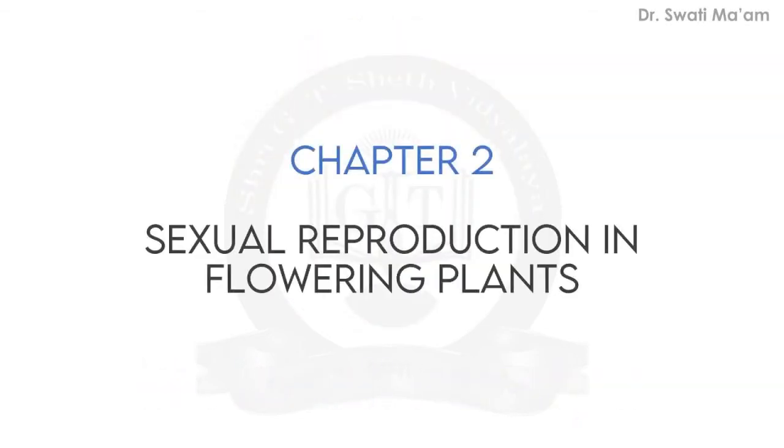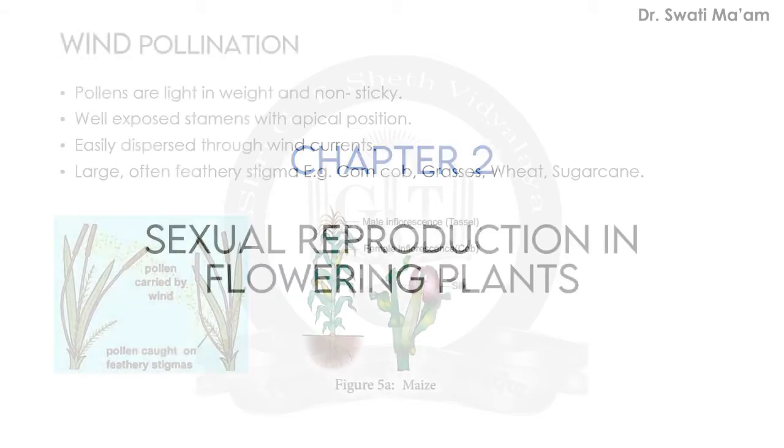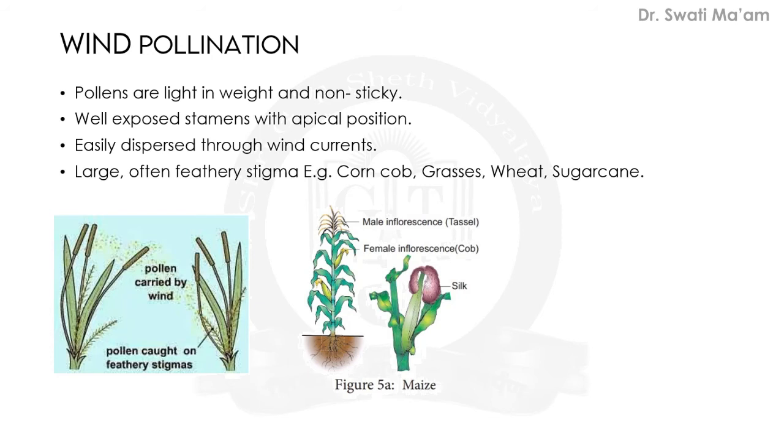We are continuing chapter 2, Sexual Reproduction in Flowering Plants. Today we are continuing with abiotic pollinating agents. They are wind pollination and water pollination. First of all, we'll start with wind pollination.